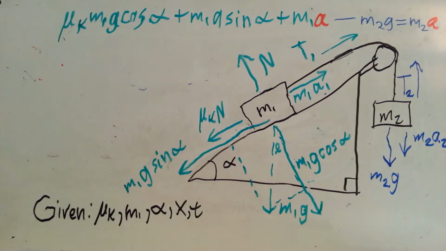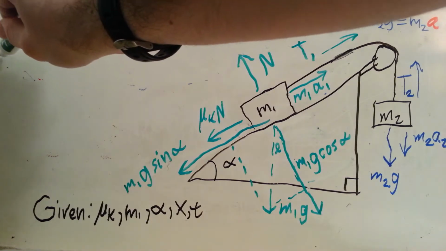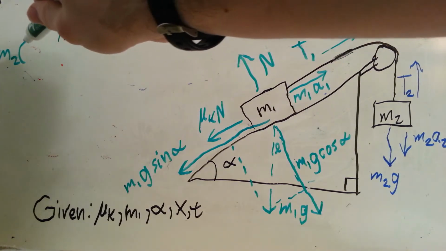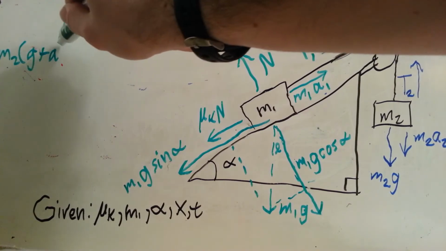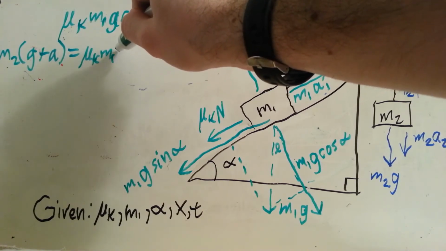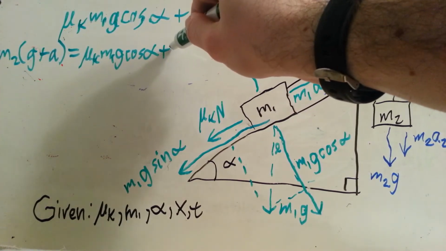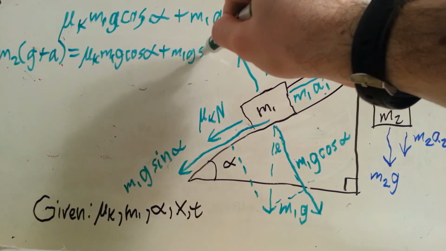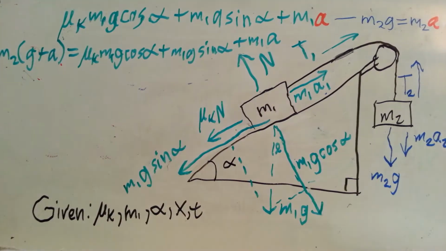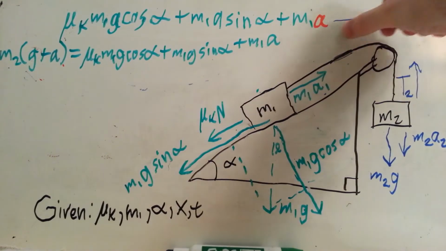Solve for m2. That's going to give you m2 times, I'm just going to write it all in green, save myself some trouble, g plus a is equal to mu sub k times m1 g cosine alpha plus m1 g sine alpha plus m1a. I'm actually going to erase part of my picture. Don't want to bother you. Just so it's easier to see the equation. Okay.